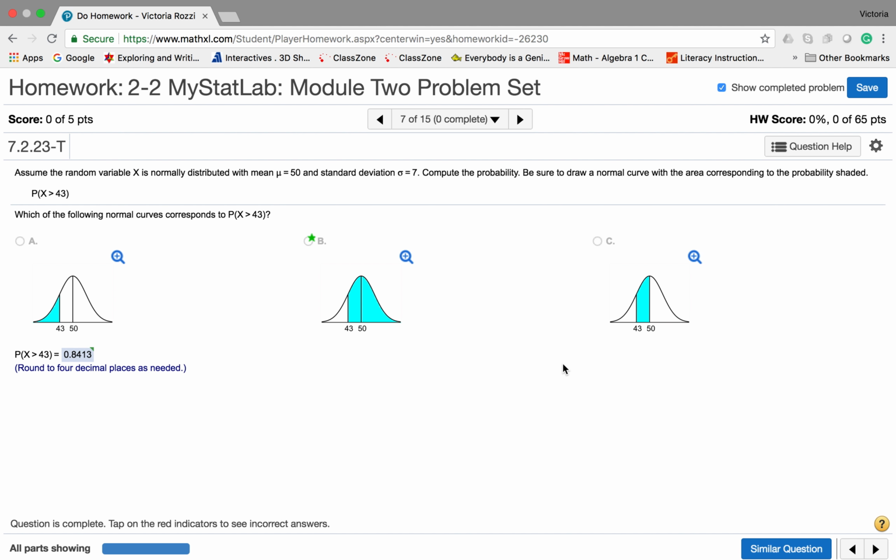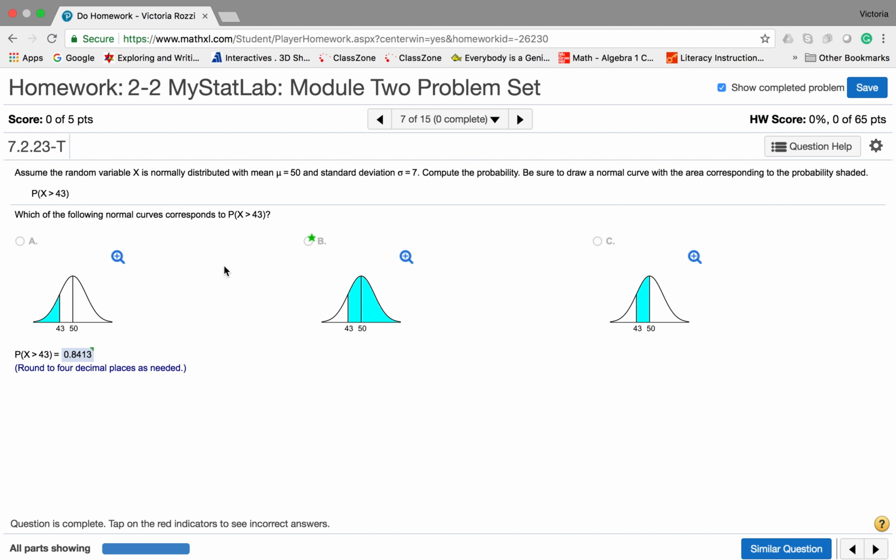This video is for homework 2, problem 7. And what we have here is it says assume that the random variable x is normally distributed, so that's that nice symmetric bell curve, with a mean of 50 and a standard deviation of 7. Compute the probability. Be sure to draw a normal curve with the area corresponding to the probability shaded.